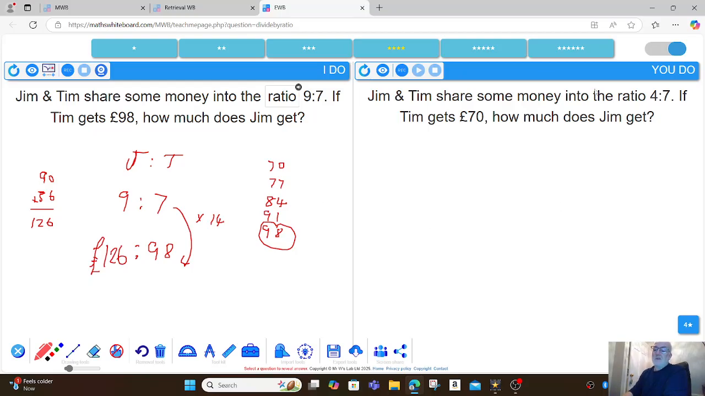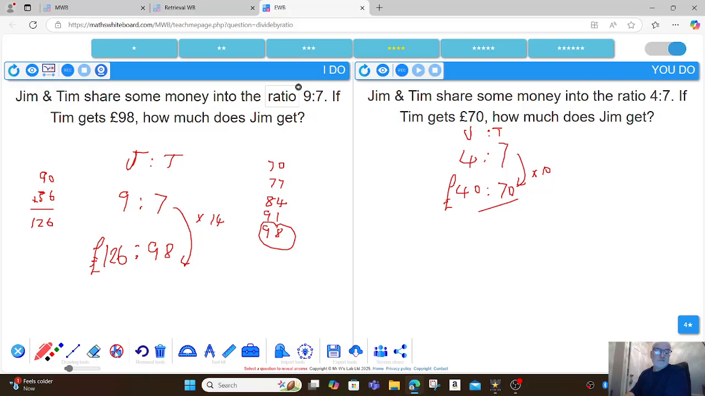Okay, and the one on the right, 4 to 7. Jim and Tim. Tim gets 70. Slightly easier, this one's just times by 10. So Jim gets £40. Okay.